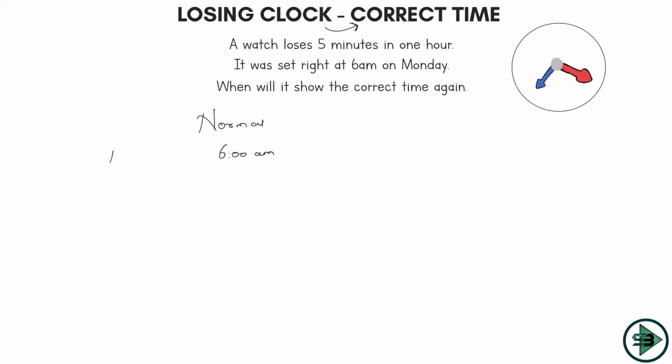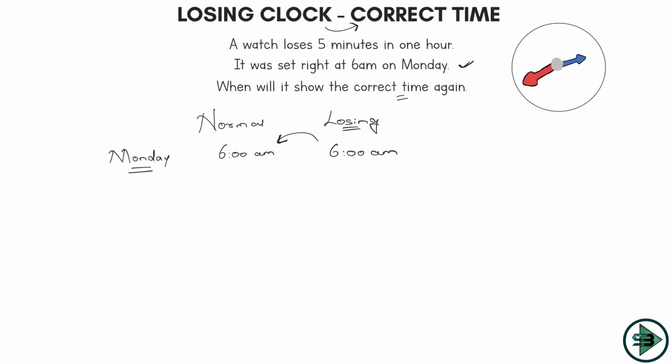That is when I know that the clock is showing the right time. Just like the normal clock, this is my faulty clock, which is a losing clock, and it is also showing a time of 6 am on Monday, because it was set at 6 am Monday. When will it show the correct time again? After how many hours from now will both the clocks show the same time again?